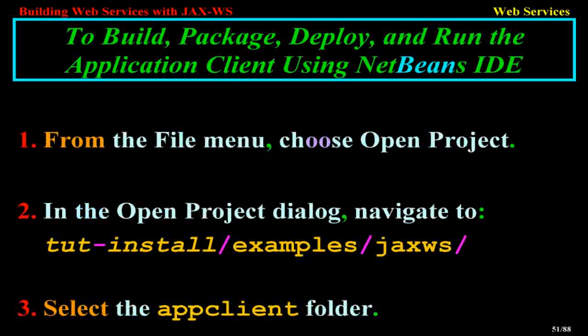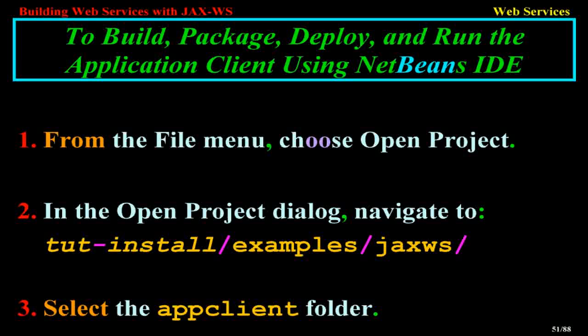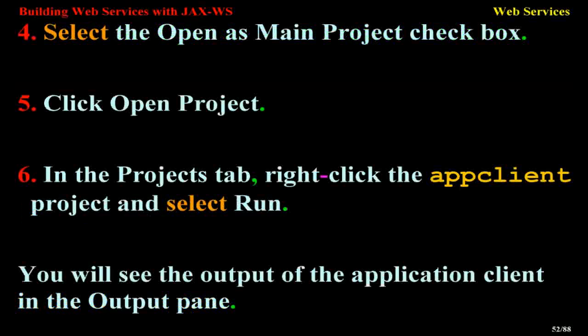From the File menu, choose Open Project. In the Open Project dialog, navigate to tut-install/examples/jaxws. Select the appclient folder. Select the Open as Main Project check box. Click Open Project. In the Projects tab, right-click the appclient project and select Run. You will see the output of the application client in the Output pane.